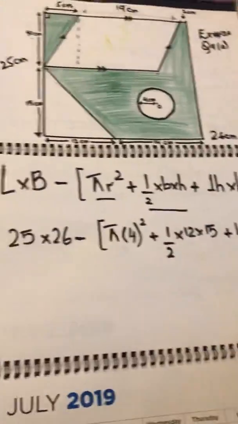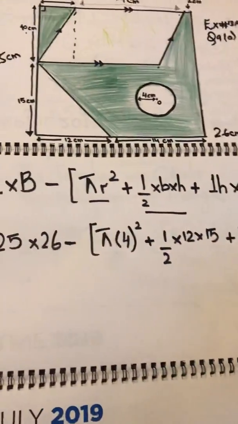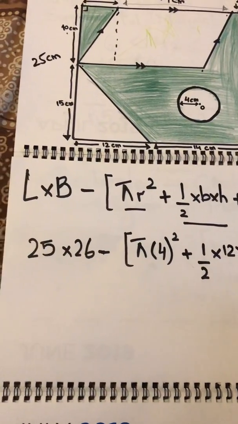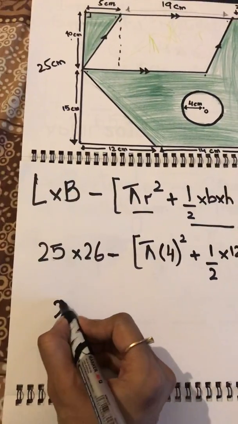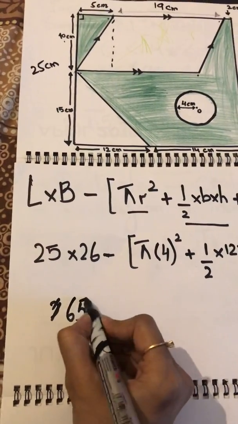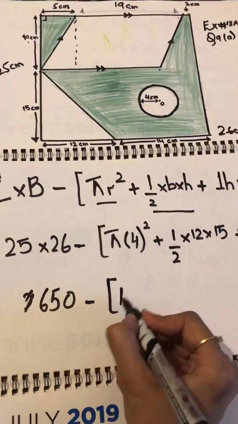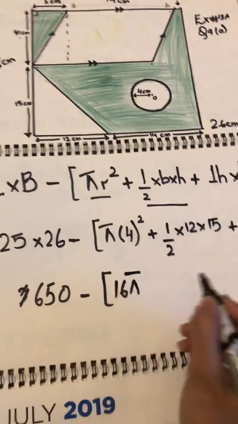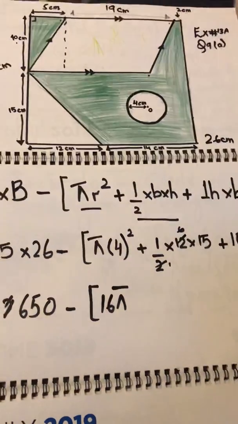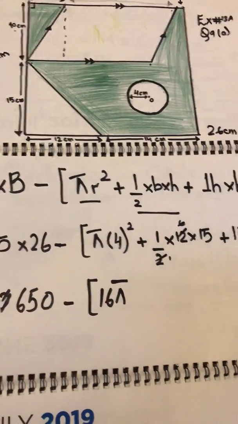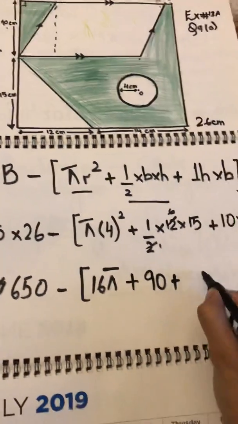Now class, I'm going to use a calculator because this is a lengthy question, so it may require the use of a calculator. Of course, 25 multiplied by 26 is equal to 650 minus 4 4s is 16. This becomes 16 pi, right? Now 2 1s are 2 and 2 6s are 12. 15 multiplied by 6 is equal to 90, plus 190.